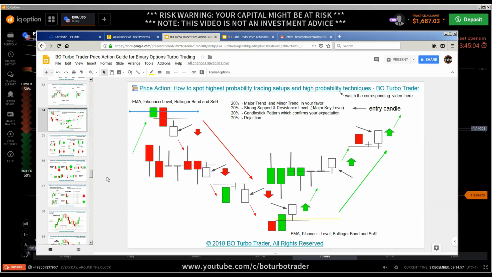Most of you are taking too much risk on your trades. You are not patient enough. You enter too early because you have the fear of missing a trade. That is a big problem.